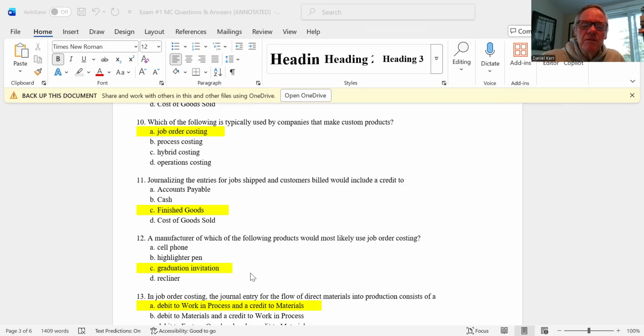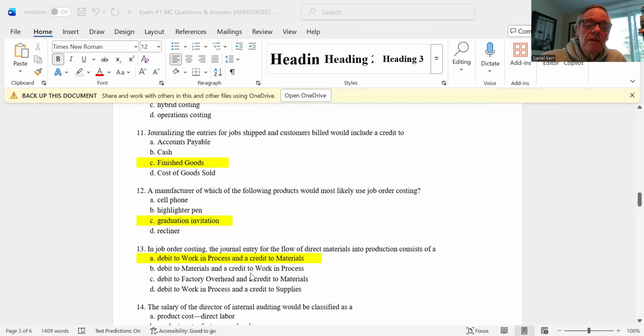Those are all examples of products that you manufacture in large quantities, which are all the same. So the one that would most likely use job order costing would be a graduation invitation, which would have the individual name of the graduate.